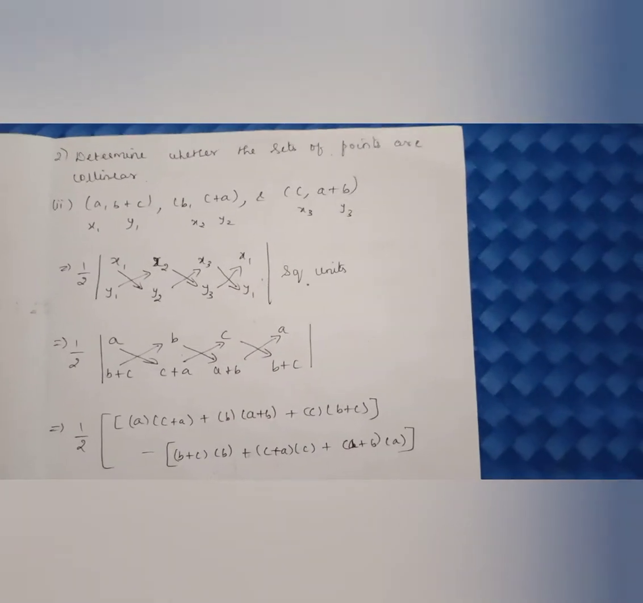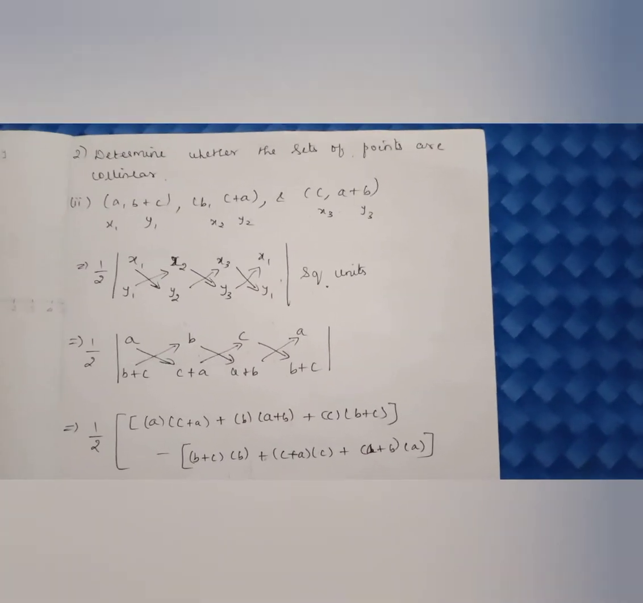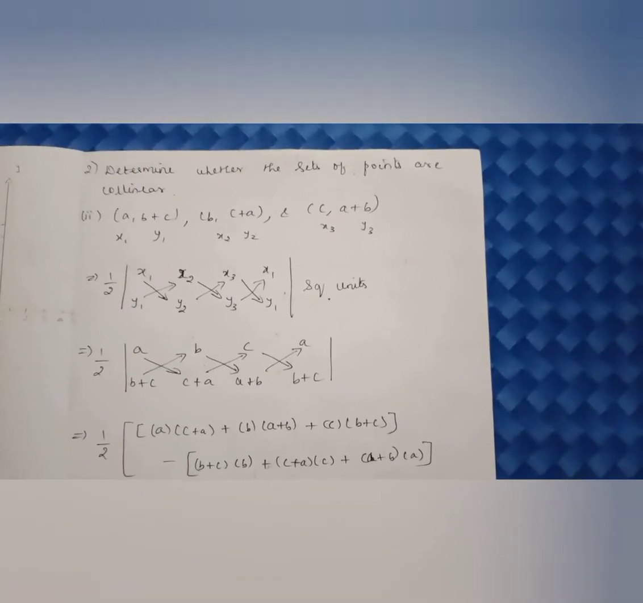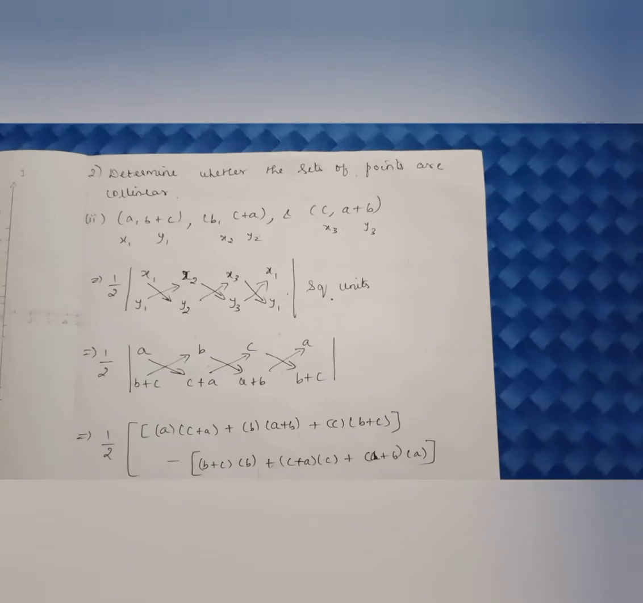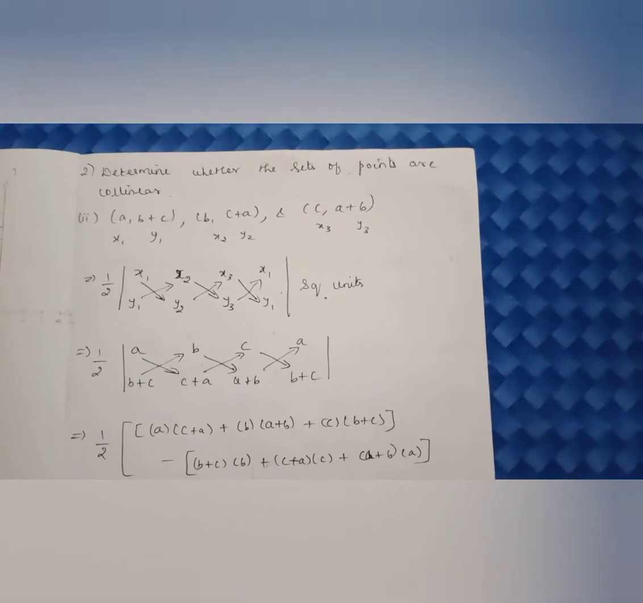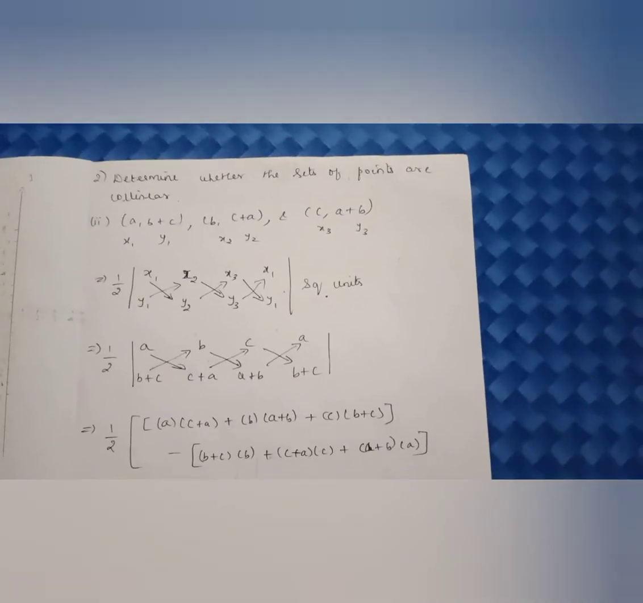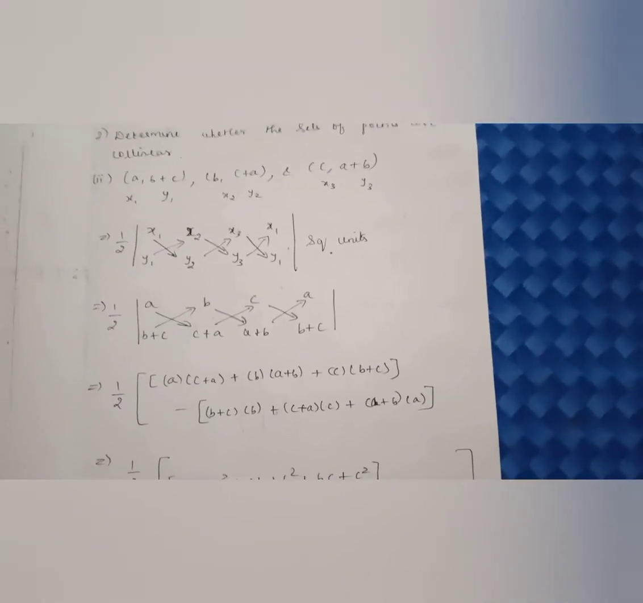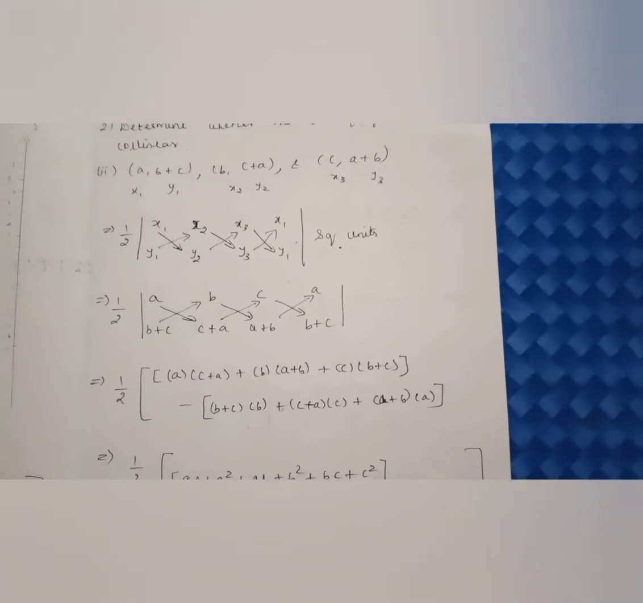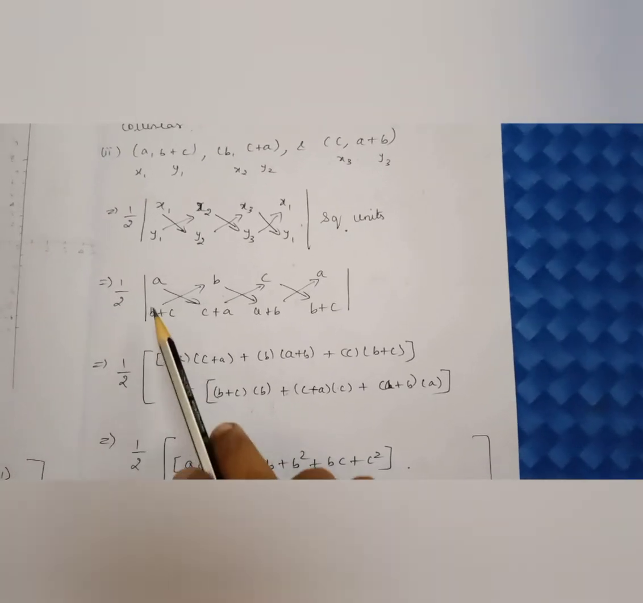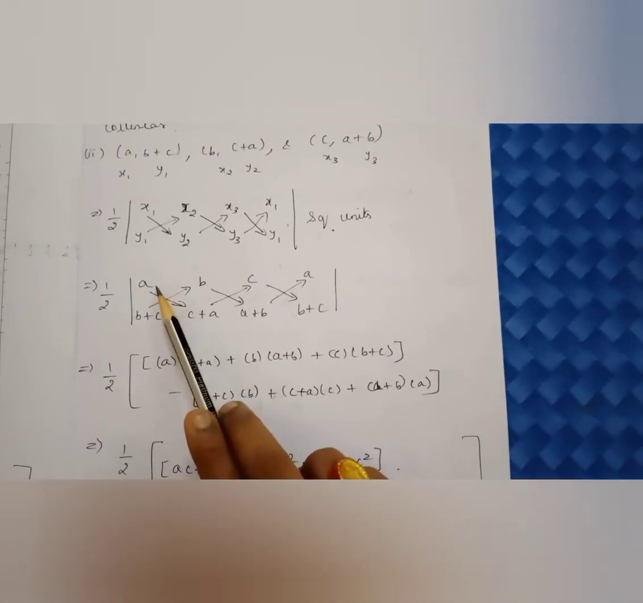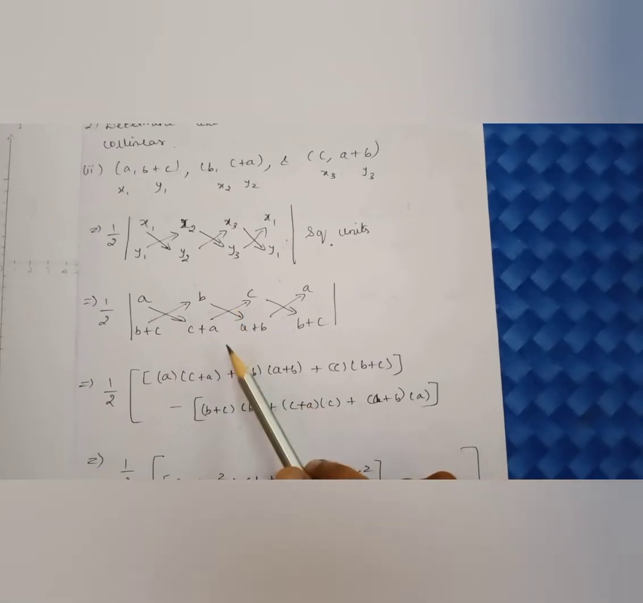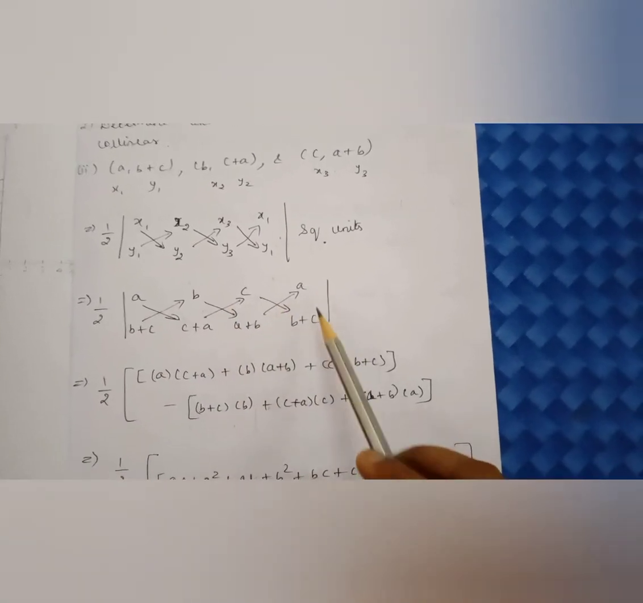As I explained during the definition of collinearity itself, when the points lie on the same line, there will be no question of a triangle. If the 3 points lie on the same line, there will be no formation of a triangle itself, so there will be no question of the area of the triangle. Obviously the area of the triangle will become 0. So we'll just substitute the points: half into A, then y1 is B plus C, then B, C plus A, C, A plus B, again A, B plus C.